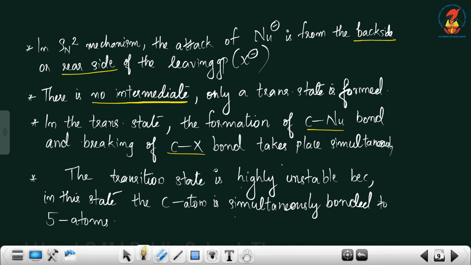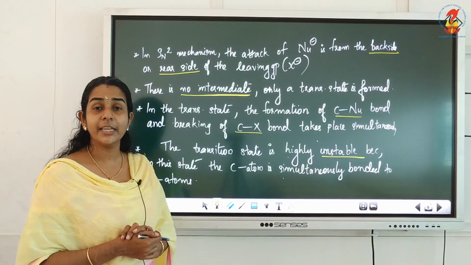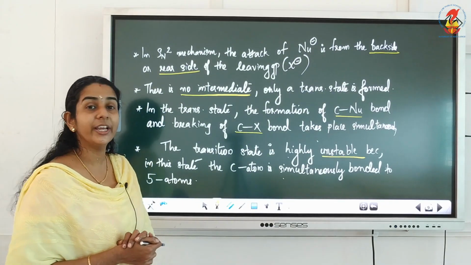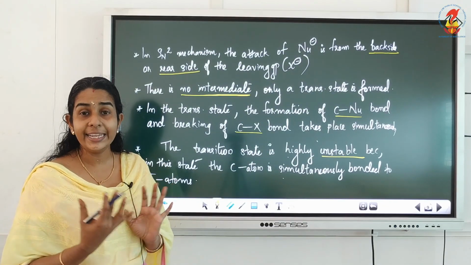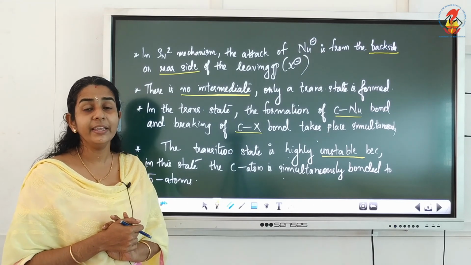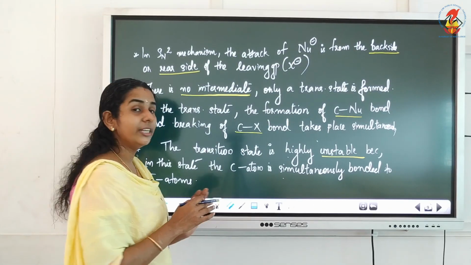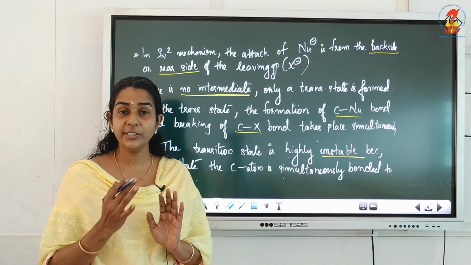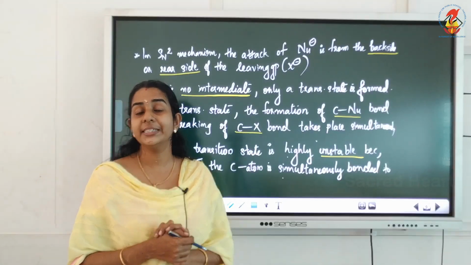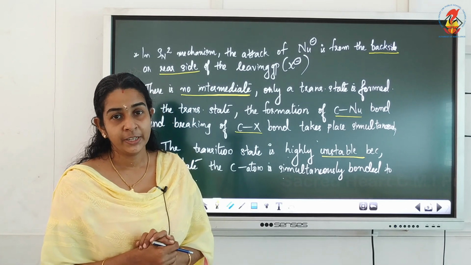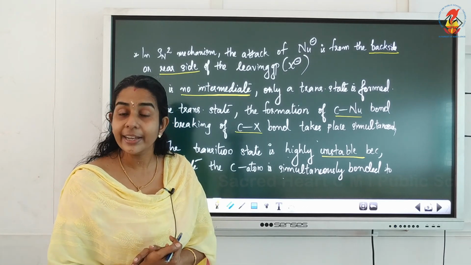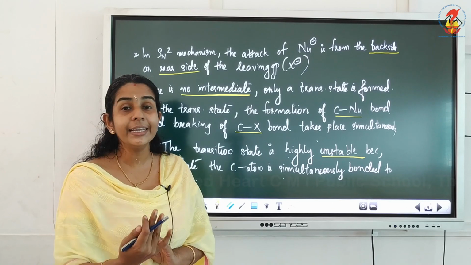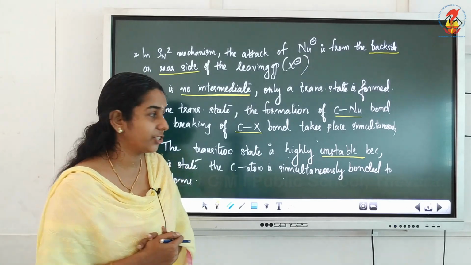Now the transition state is highly unstable because in this state the carbon atom is simultaneously bonded to 5 atoms. So it is highly crowded, so the stability will be very, very less. So that will immediately decompose to give products. That is why the SN2 mechanism is taking place in one step. The transition state being highly unstable will immediately decompose to give the product.